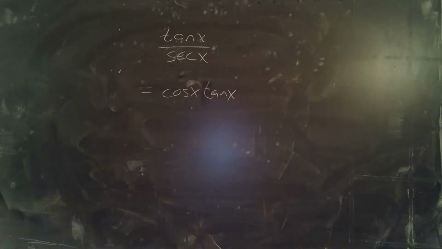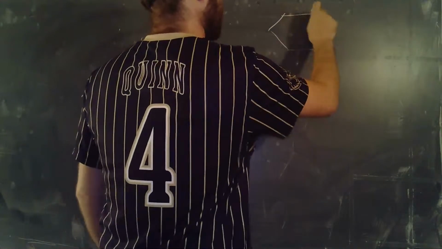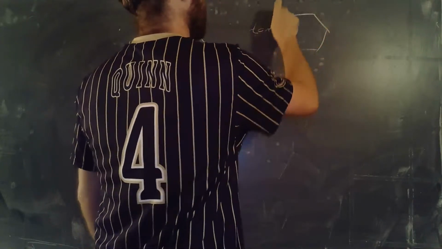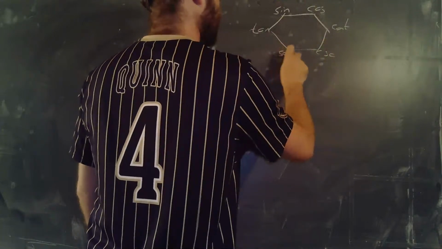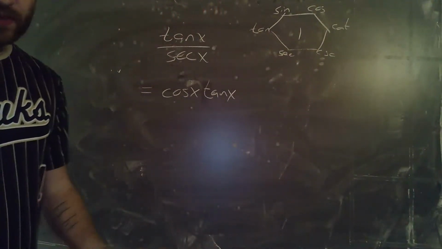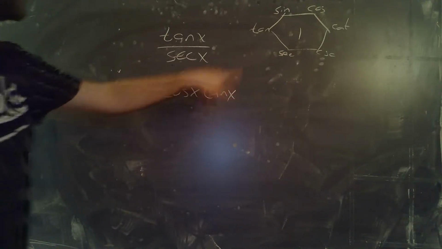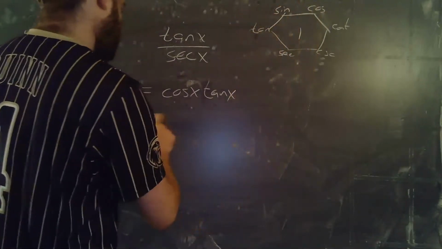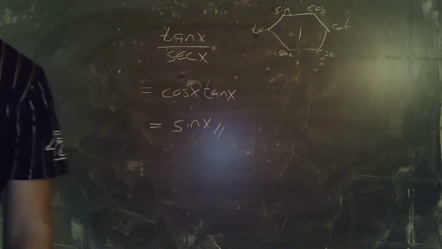Okay, so now what you'll notice is we have a product identity. Right, so product identities. We'll have a hexagon, like a miniature version of it right here. This is tangent right here, sine right here, cosine right here, cotangent, cosecant, secant, and 1. Remember, with product identities, you just find the two things that are being multiplied together. So cosine and tangent. Here's cosine. What's in the middle? So again, we have a trig identity that simplifies down to sine, and that's pretty much as far as it goes.